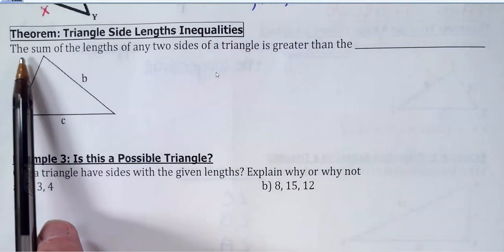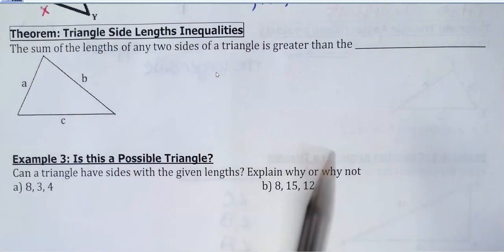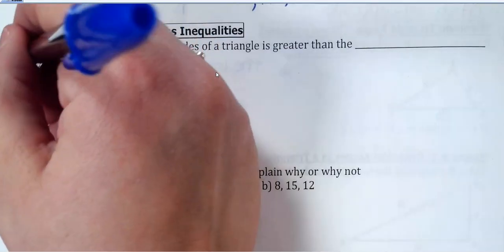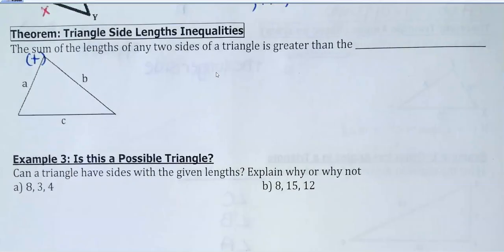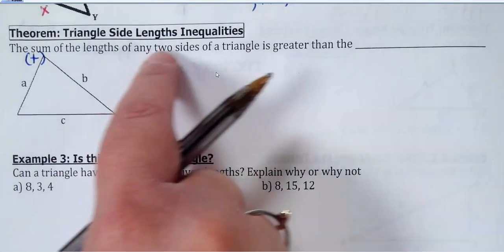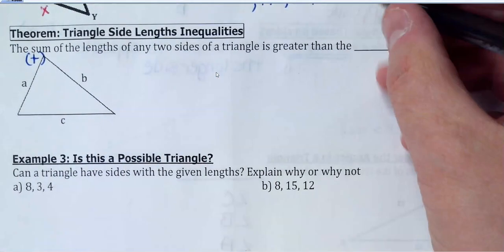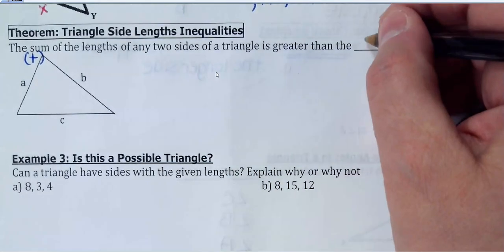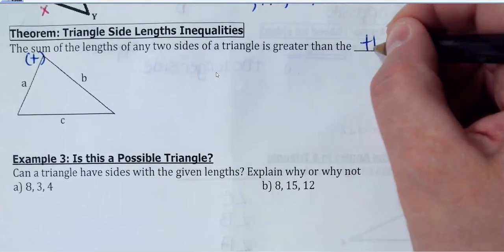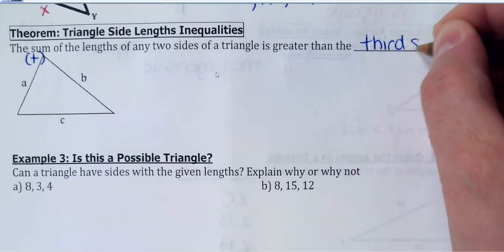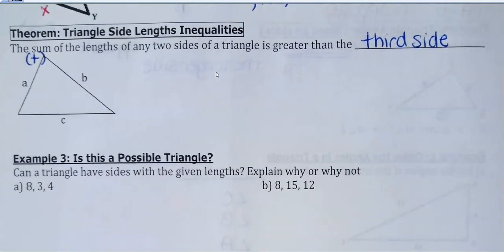This says the sum of the lengths of any two sides. So if I have a sum, that means I'm adding something. Sum is adding. Any two sides of a triangle, if I add them together, it's got to be greater than the blank. And in the blank, I'm going to put the third side. If you take any two sides in a triangle, if you add them together, it has to be strictly greater than, not equal to, strictly greater than the third side. Otherwise, those segments could not form a triangle.